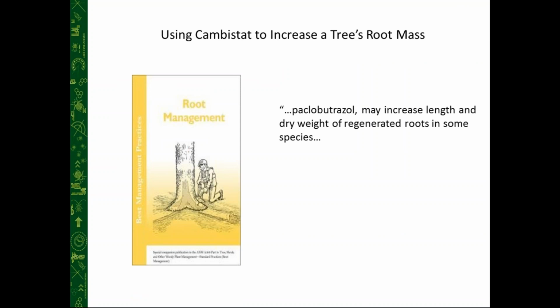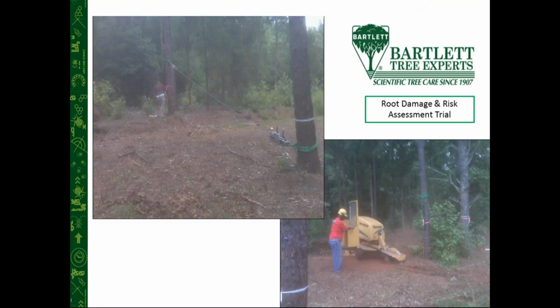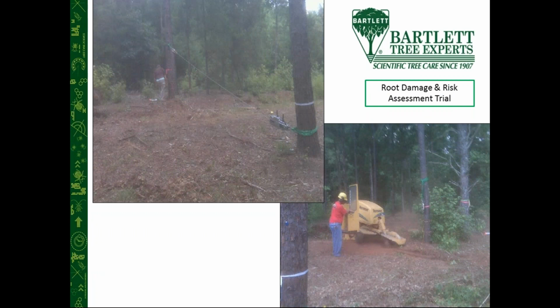If we look even more at some research, this is the ISA Best Management Practices on Root Management. I would suggest you pick this book up for a lot of different reasons. It's pretty cheap, I think less than $10, maybe $10 at the most, and it has a lot of great information in there. Right in our industry standards, published by the International Society of Arboriculture, we have a statement in root management that says paclobutrazole may increase length and dry weight of regenerated roots in some species. So this is something we can do to help after we've had a lot of damage to roots in construction areas.